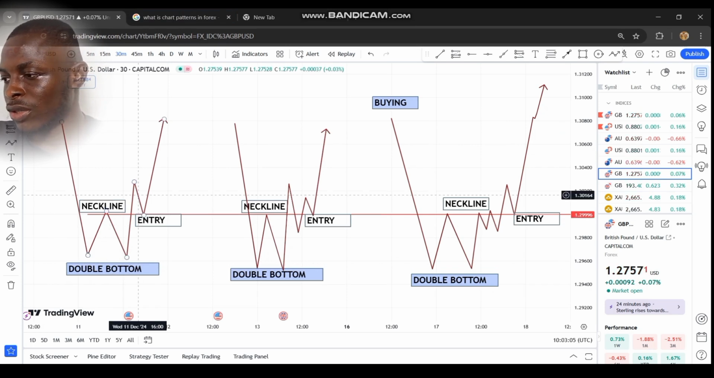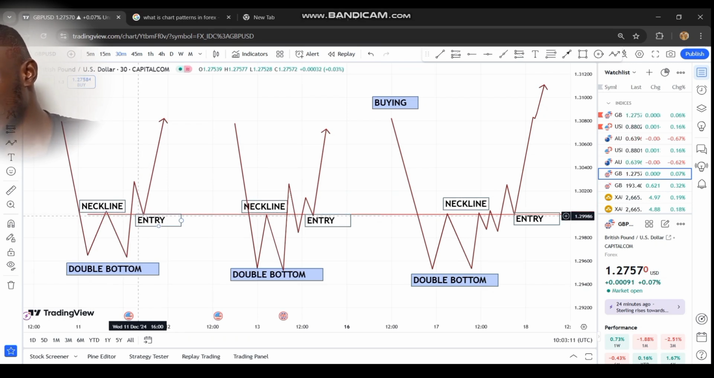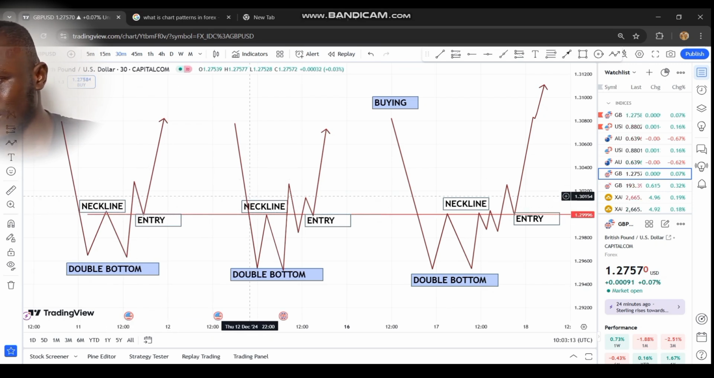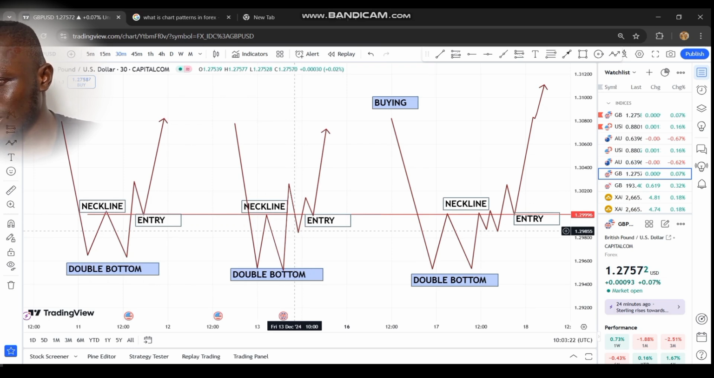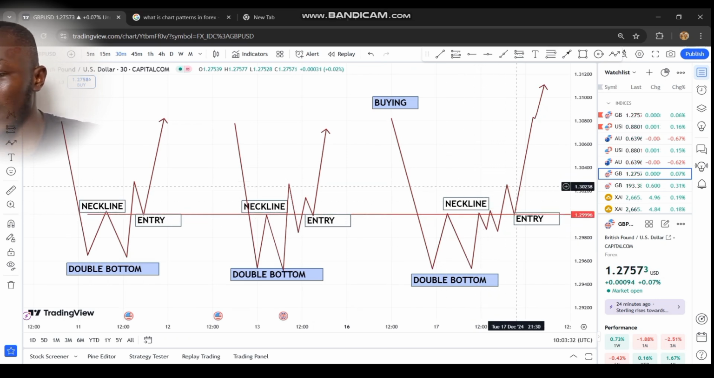Then this is the second scenario. First bottom, second touch, it broke through, slightly came above the neckline, broke through again, we test, and that's why we have our entry. And this is a scenario where it consolidates a little bit, breaks through, then retests, and then we are buying. Unlike on the double top, where we are selling, on the double bottom we are buying.